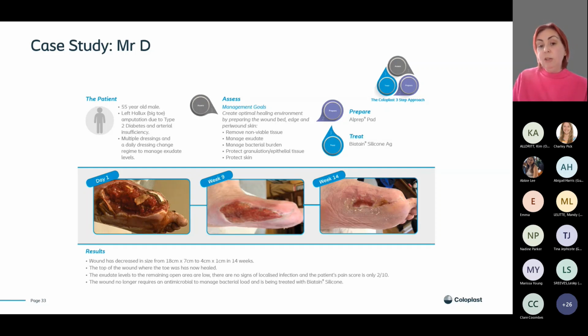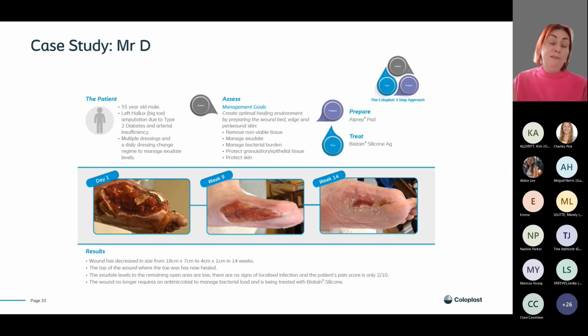And then for wound preparation, we introduced a product called the All Prep Pad, which is a mechanical debridement pad, which is very simple to use, and it's massaged over the surface of the wound bed itself, the wound edge and the peri-wound skin, to disrupt those biofilms, to dislodge any devitalized tissue and absorb it into the pad itself. And then a treatment that was used initially for this patient was Biatain Silicone Ag, which is a conforming foam dressing with silver as the active ingredient. And because it conformed to the wound bed, it was able to donate that silver directly into the tissues to have that really good efficacy.